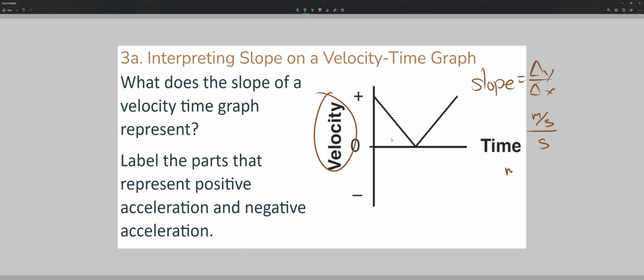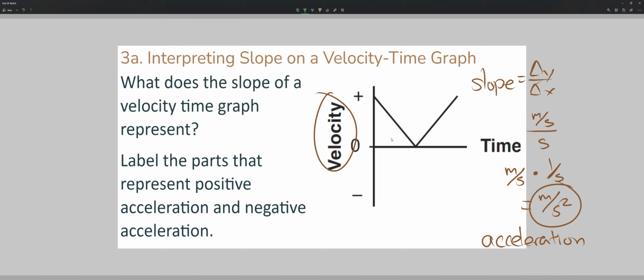In math class, you learn that dividing by something on the bottom means multiplying by its reciprocal, which is multiplying by 1 over s. And you get meters per second squared. Now, what is this a unit for? This is a unit for acceleration. So you know that the slope on a velocity time graph gives you acceleration. You can either just remember this or remember the proof, as long as you know that the slope of the velocity time graph gives you acceleration.